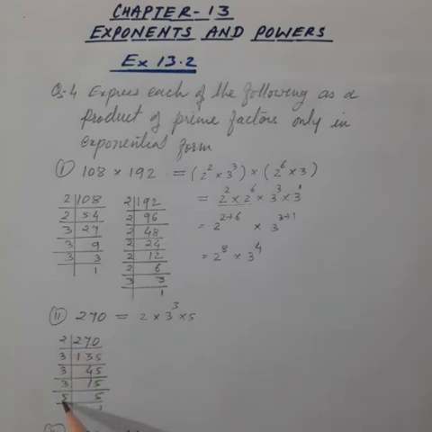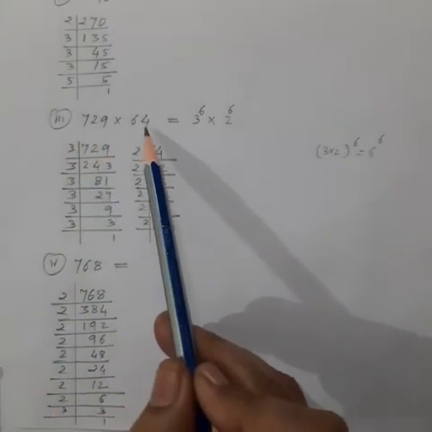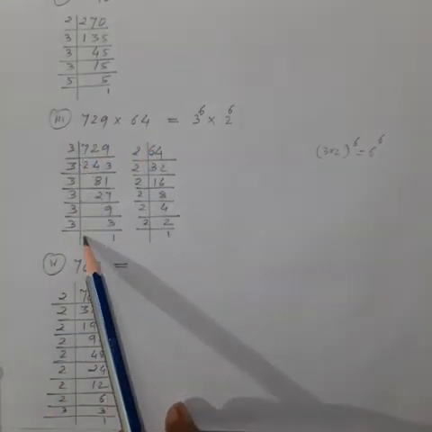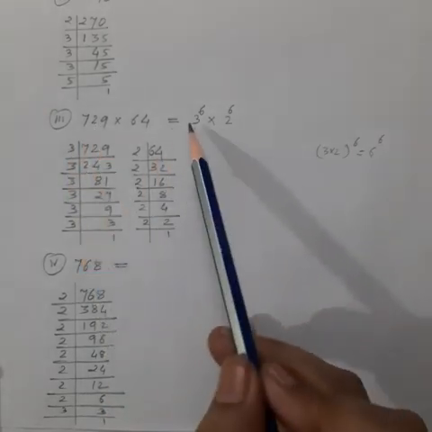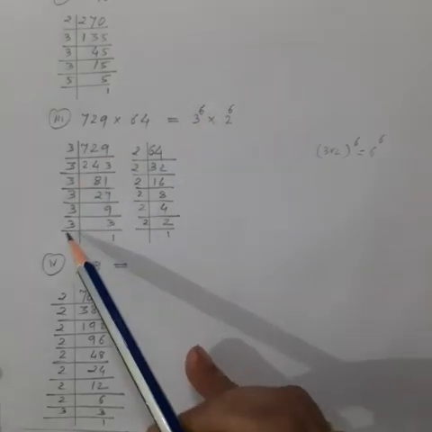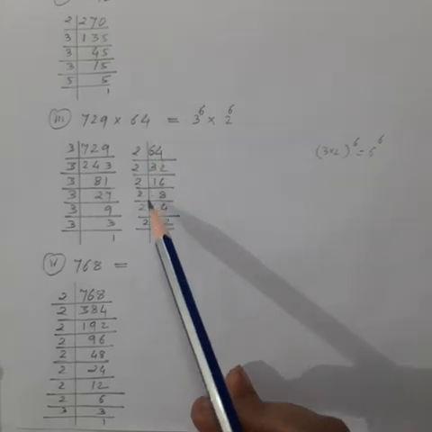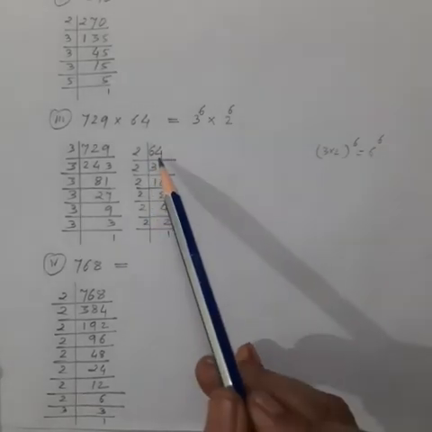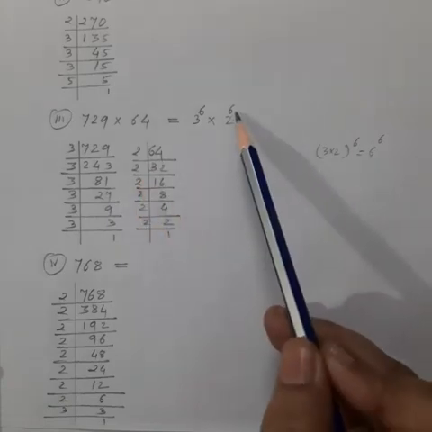Second, here also to write this number as the product of prime factors in the exponential form, first find out its prime factorization and then we can write it as 2 into 3 cube into 5. Third, 729 into 64. Find out the prime factorization of 729. 729 we can write as 3 raised to the power 6 in exponential form. Find out the prime factorization of 64. 64 we can write in exponential form as 2 raised to the power 6.